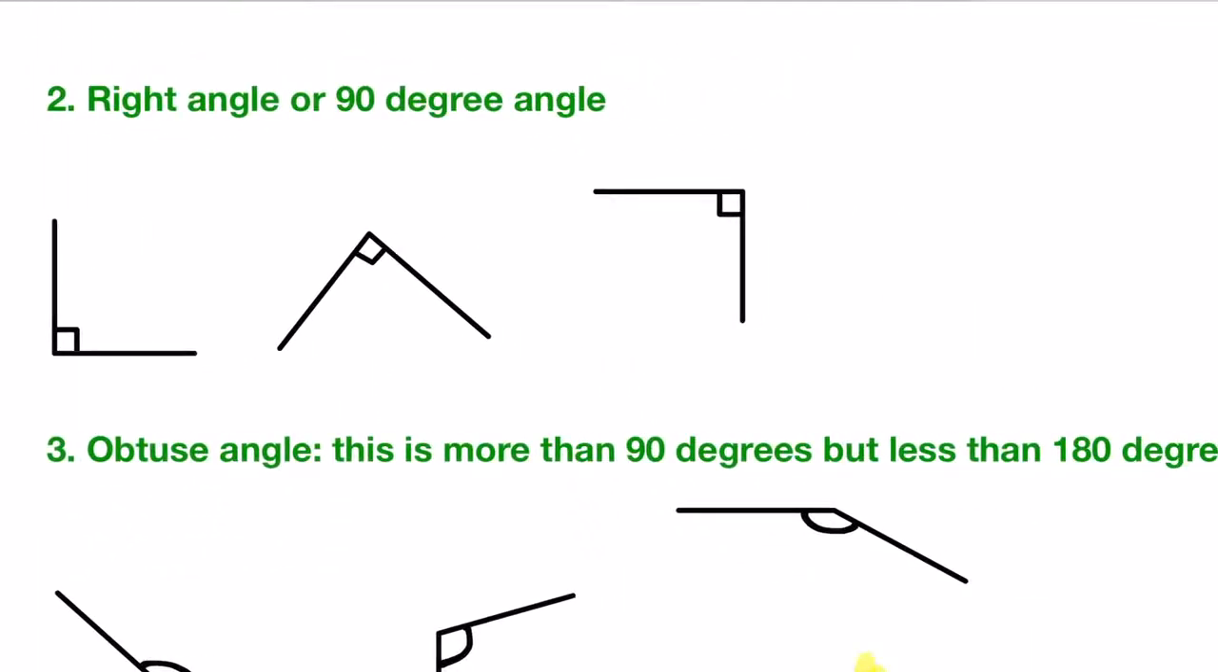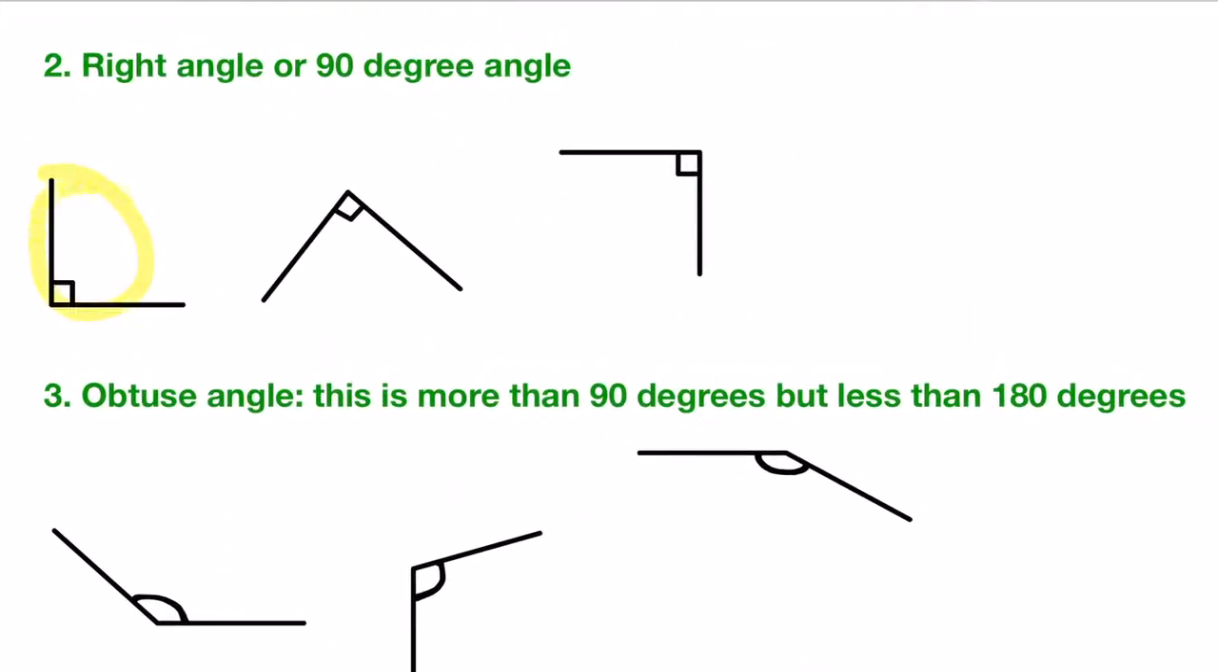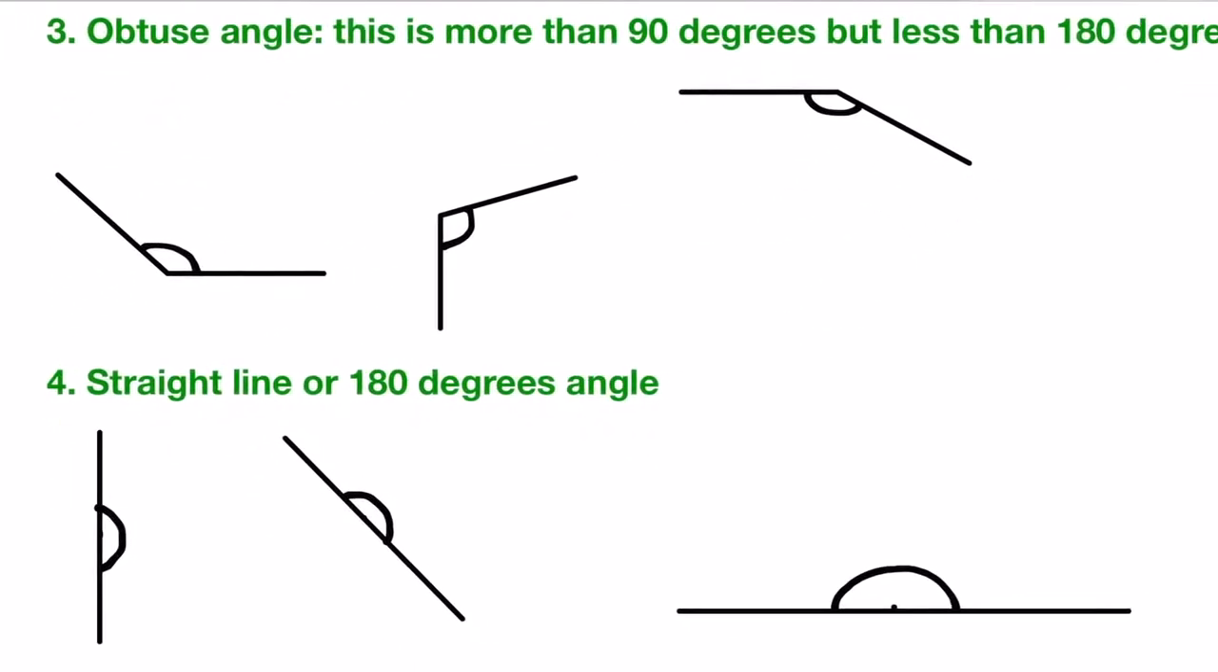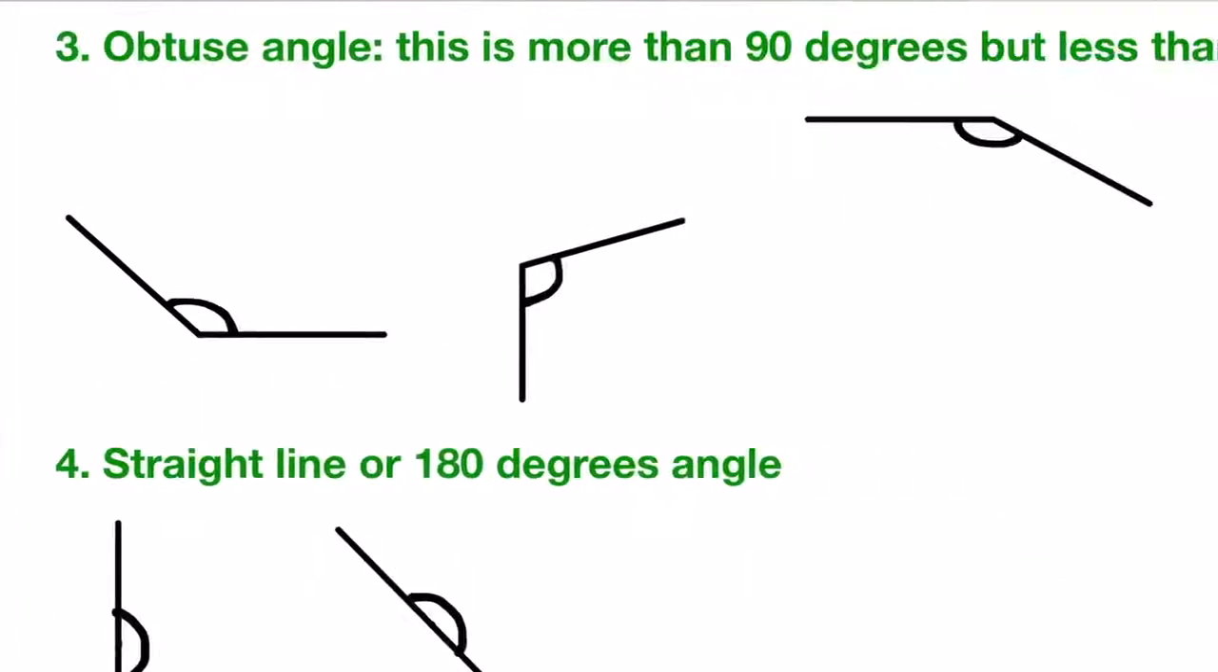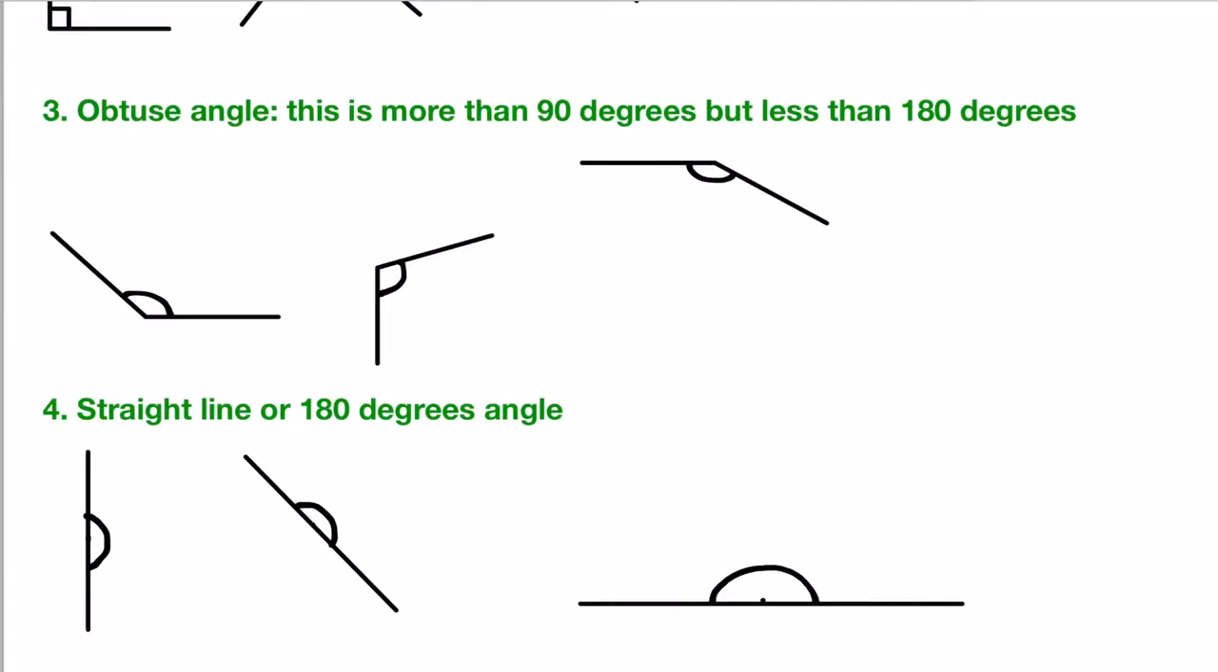Then we have an obtuse angle, which is more than this angle, but it is less than this angle. So again, it's more than this 90 degrees angle, but less than the straight line angle here. So just to be clear, an obtuse angle starts at 91 degrees and ends at 179 degrees. So at this point, you can pause the video and take down the definition and examples for obtuse angle. You can also feel free to add your own example.